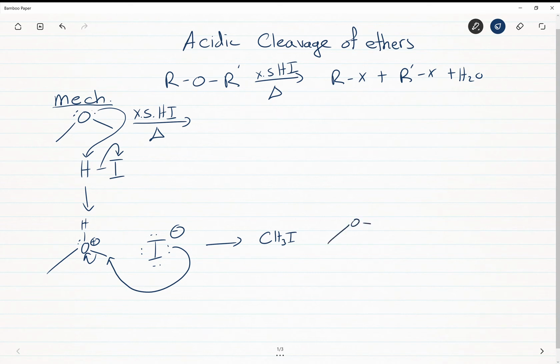this alcohol. Okay, and so since it's excess HI, we can't just stop it there. We have to go all the way to the end. And so to get to the end, we'll always use excess amounts of our HX reagent. And so we're going to do this same step one more time.